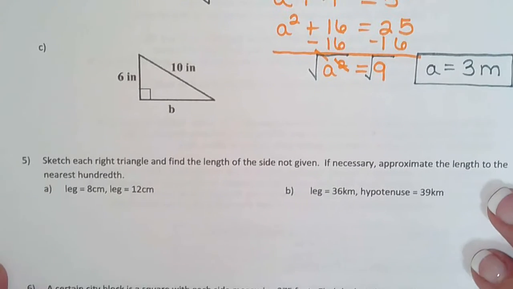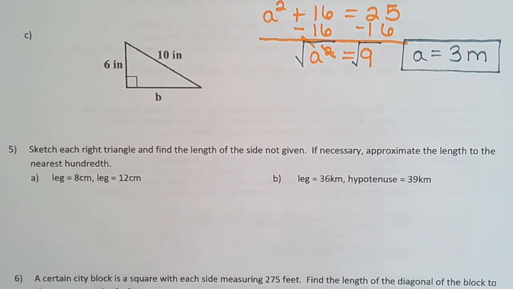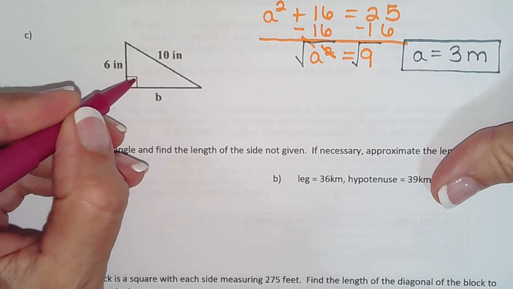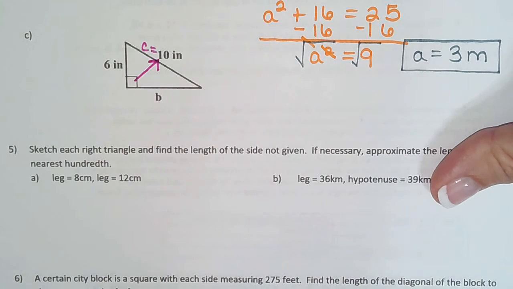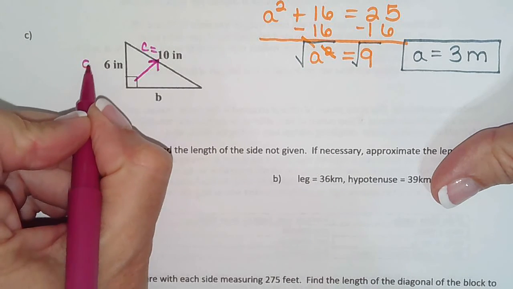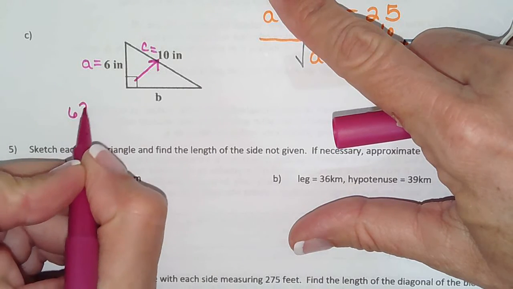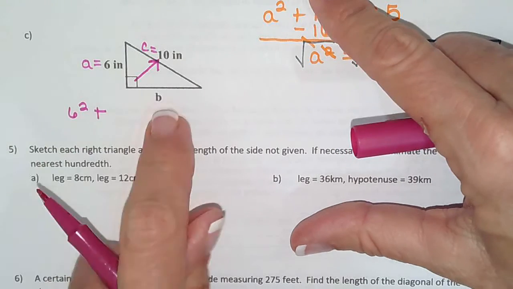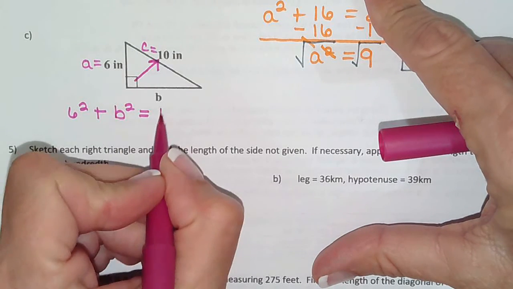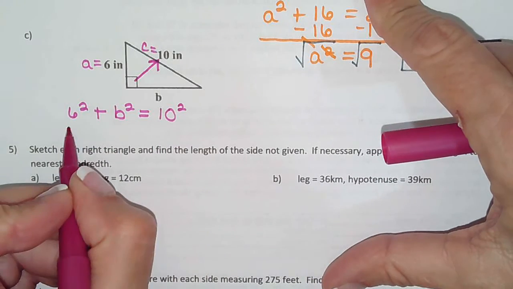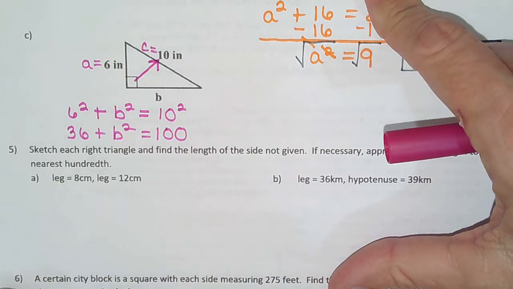Okay, so let's do these last 4. So first we have to identify C. And so I can see that C is 10 inches. Since this is B, then we'll call this one A. So in place of A squared, we're going to say 6 squared plus, in place of B squared, we just have to write B squared, nothing's there, equals C squared, which is 10 squared. So 36 plus B squared equals 10 times 10, which is 100.